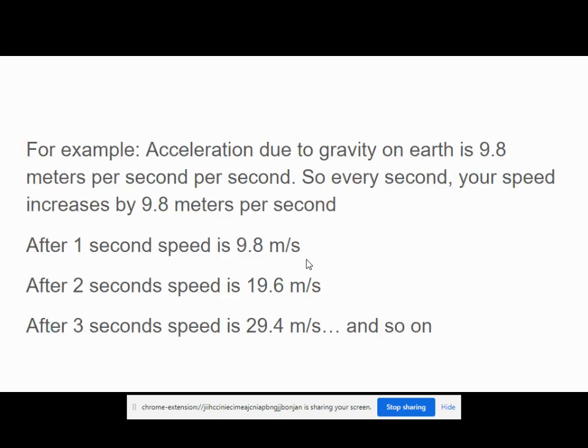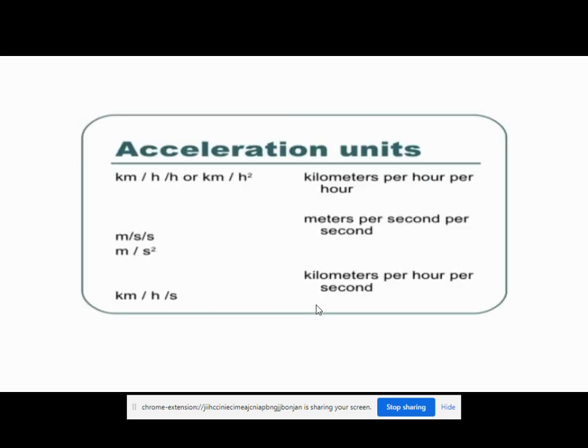For example, acceleration due to gravity is 9.8 meters per second squared. So every second your speed increases by 9.8 meters per second. You keep on increasing speed because of how gravity works on Earth. After the first second, you're going 9.8 meters per second. After the second second, you're going 19.6 meters per second. You can see why your speed increases so quickly as you are falling towards Earth. That's what this really means.